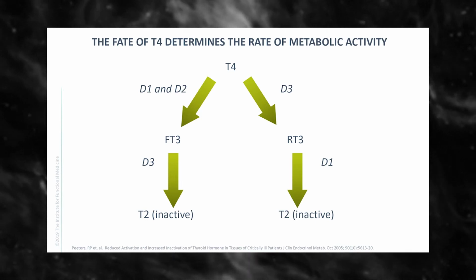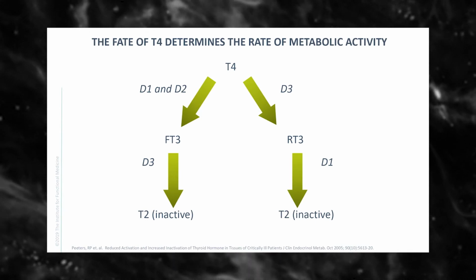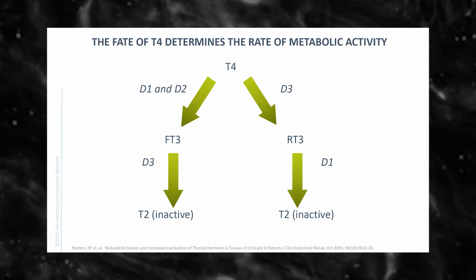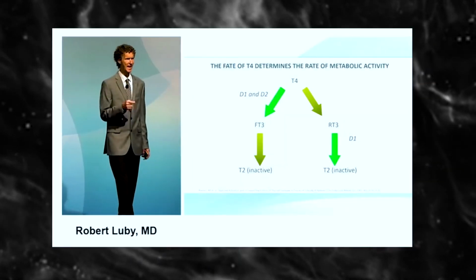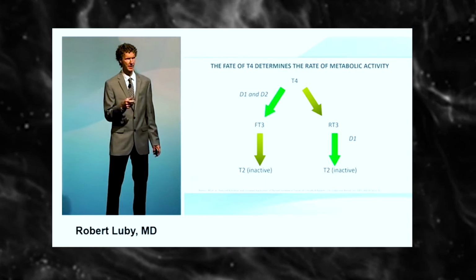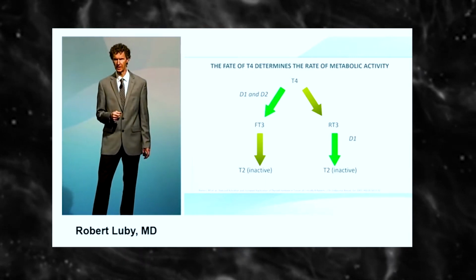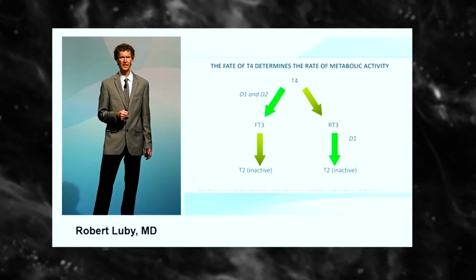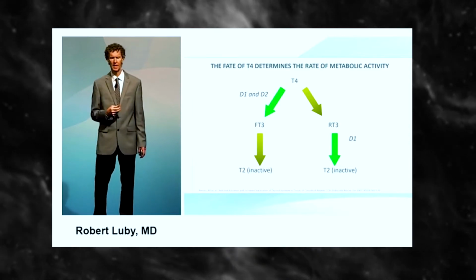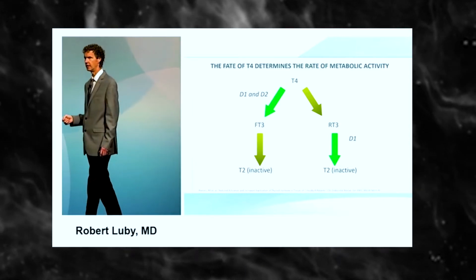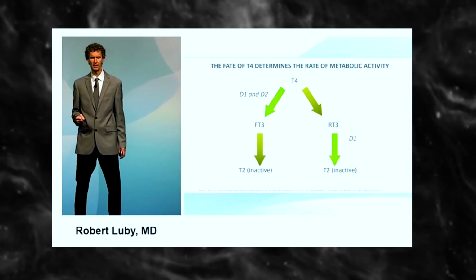So here's the basic branching point. You start with T4, and different enzymes will either convert it to free T3 or reverse T3. If you've got D1 and D2 activated because of the environmental condition in which the patient finds themselves, you'll produce free T3 and increase your thyroid metabolism. You'll inactivate reverse T3 and change it to inactive T2.